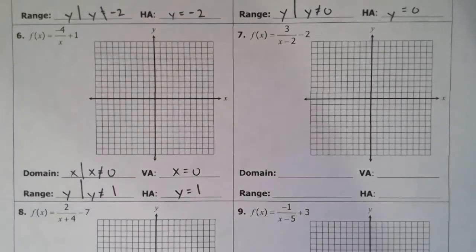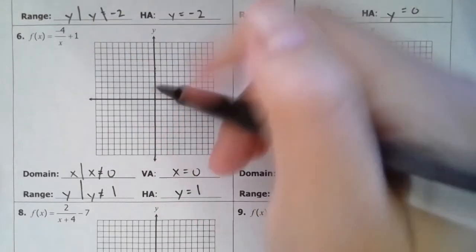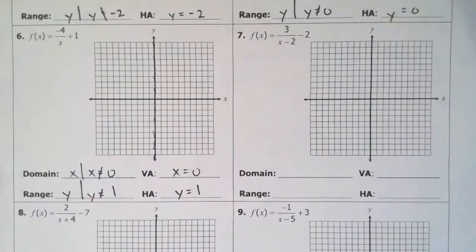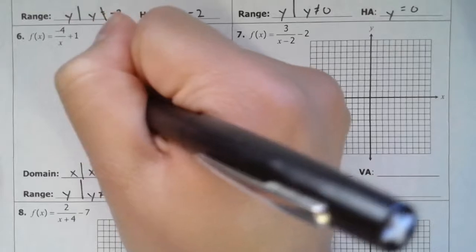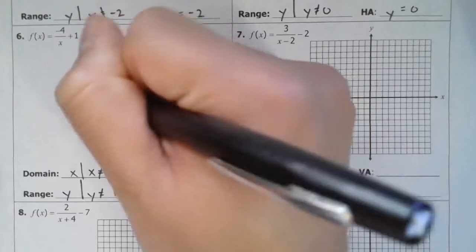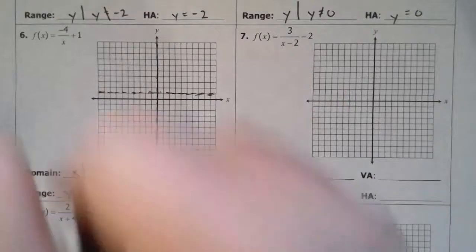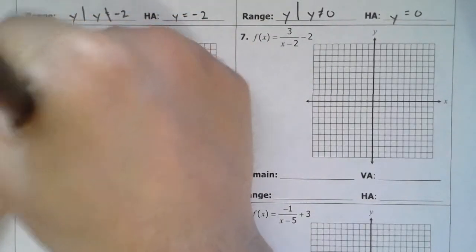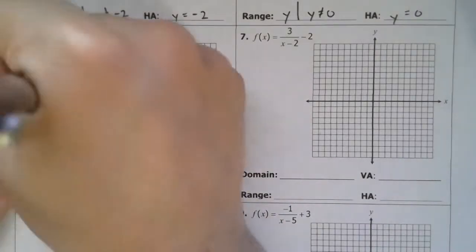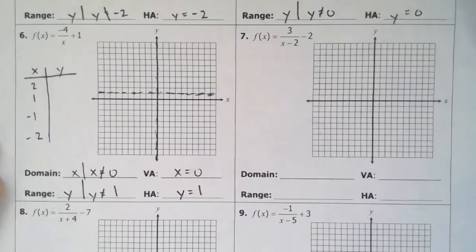Okay, let's trace my asymptotes. My vertical one is going to stay along my y-axis. Then my horizontal asymptote shifted up 1. So I have that there. Then let's create a table. Let's take, this one's easier, 1 and 2, and then negative 1, negative 2.